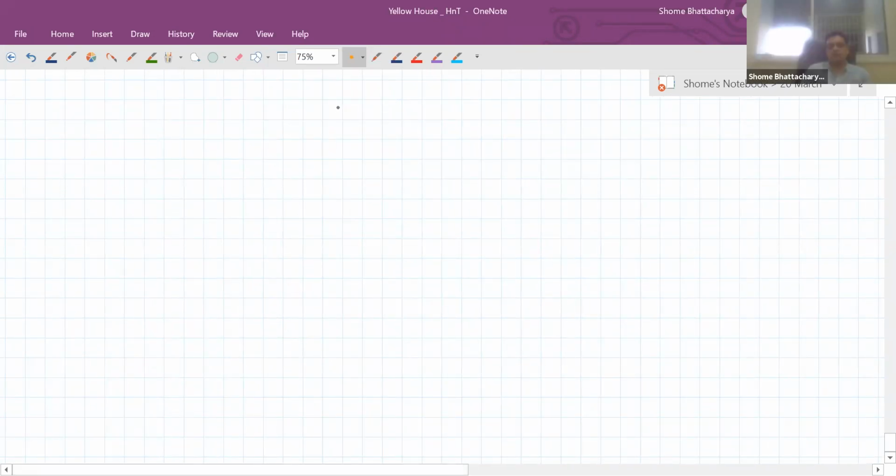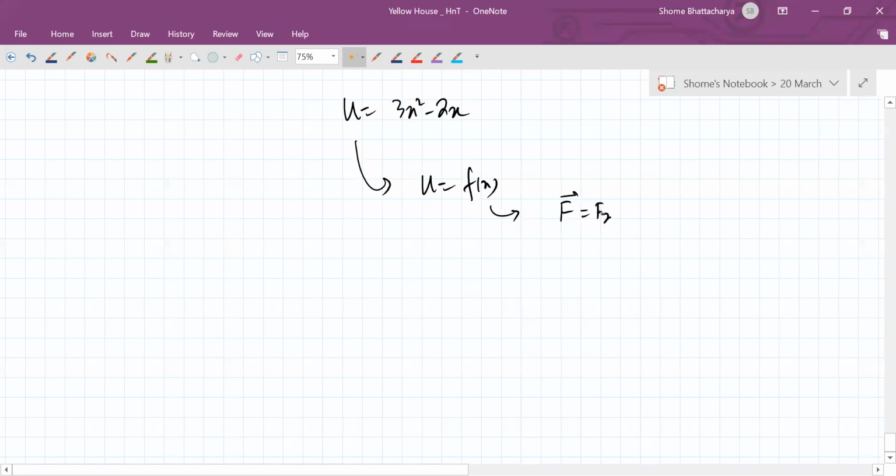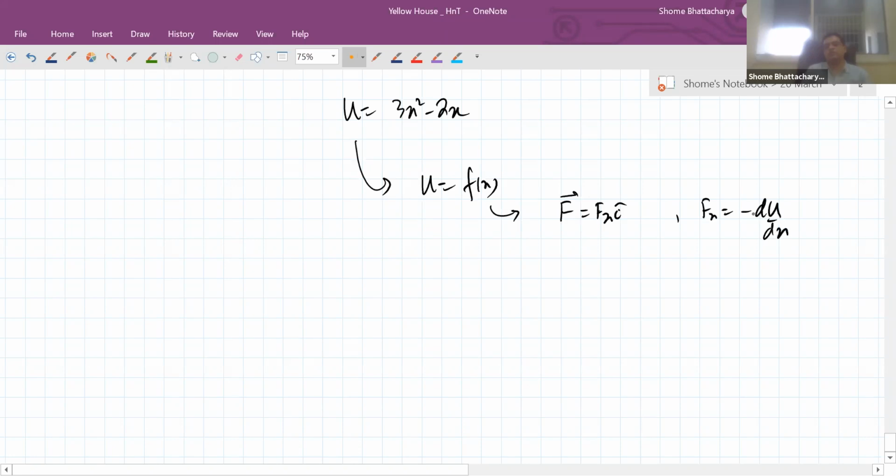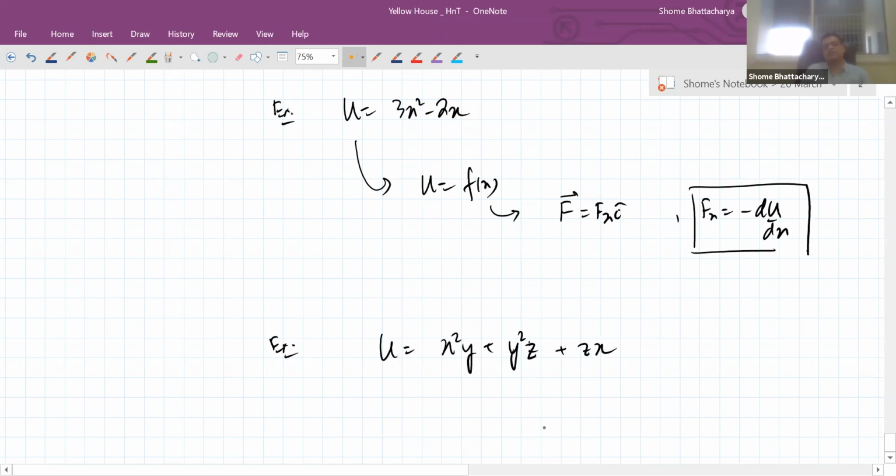See, suppose our function is given as u equals, let's say, 3x square minus 2x. What we observe here is that u is a function of x alone. So that means the force will have only an x component, and that x component will be minus du by dx, because u is a single variable function. But if I have an example where u is a multiple variable function, like let's say it is x square y plus y square z plus zx.